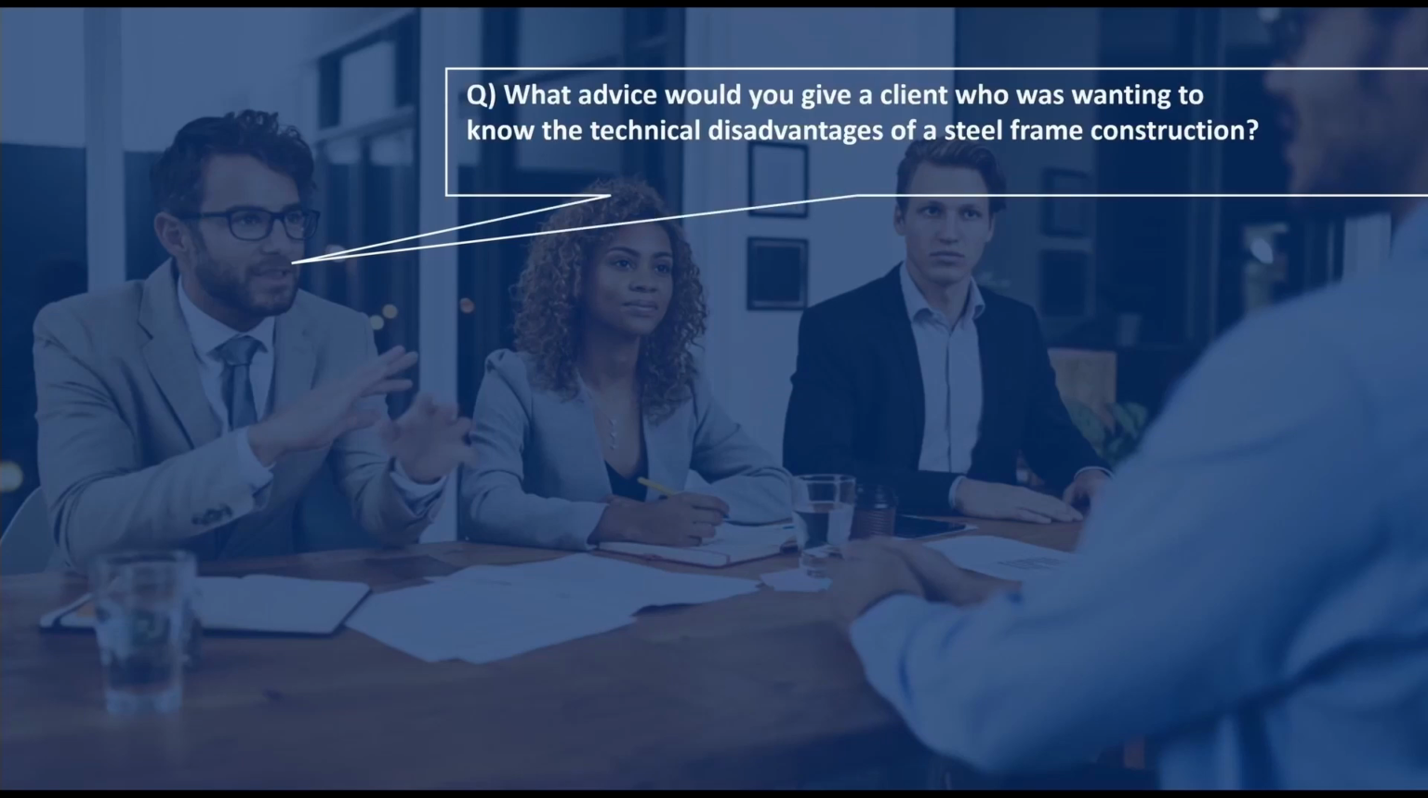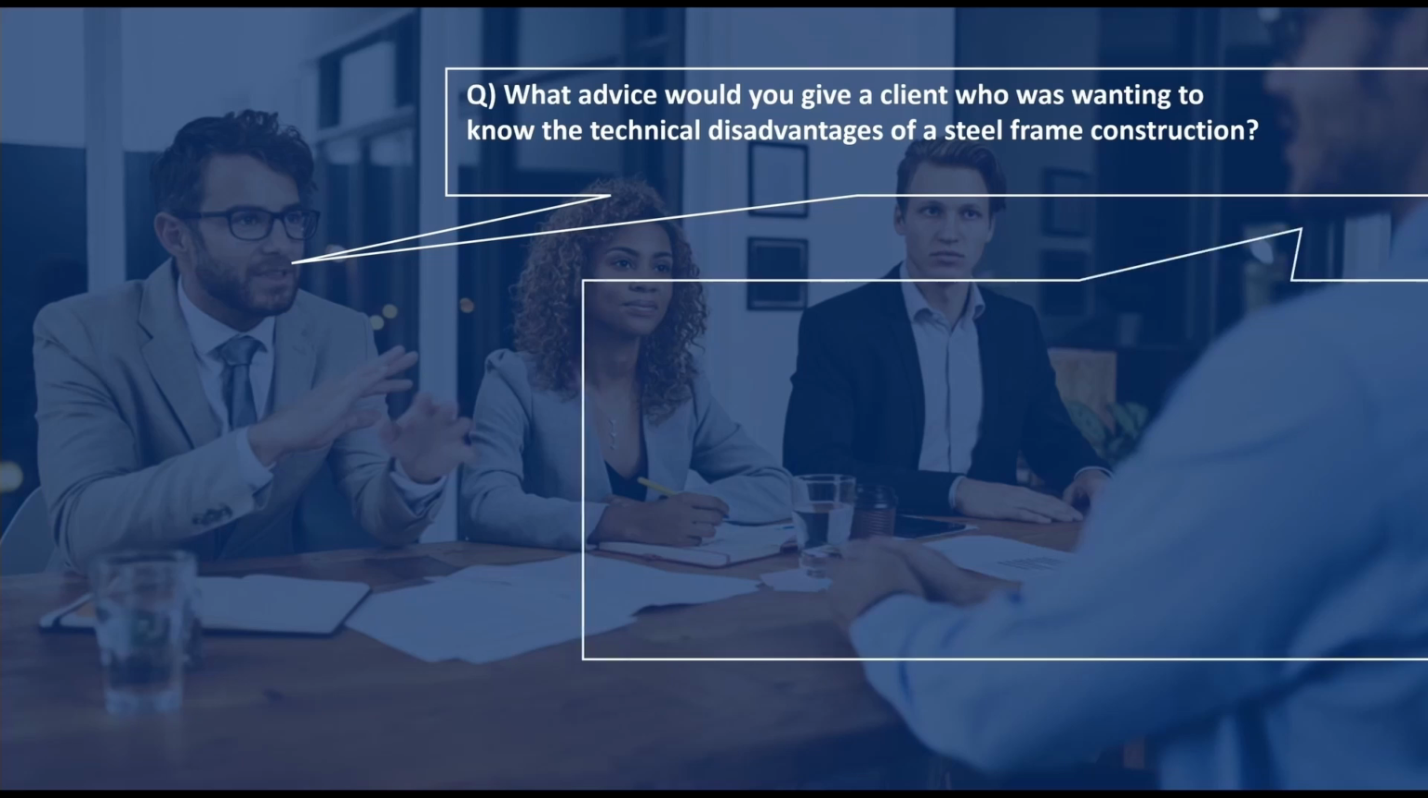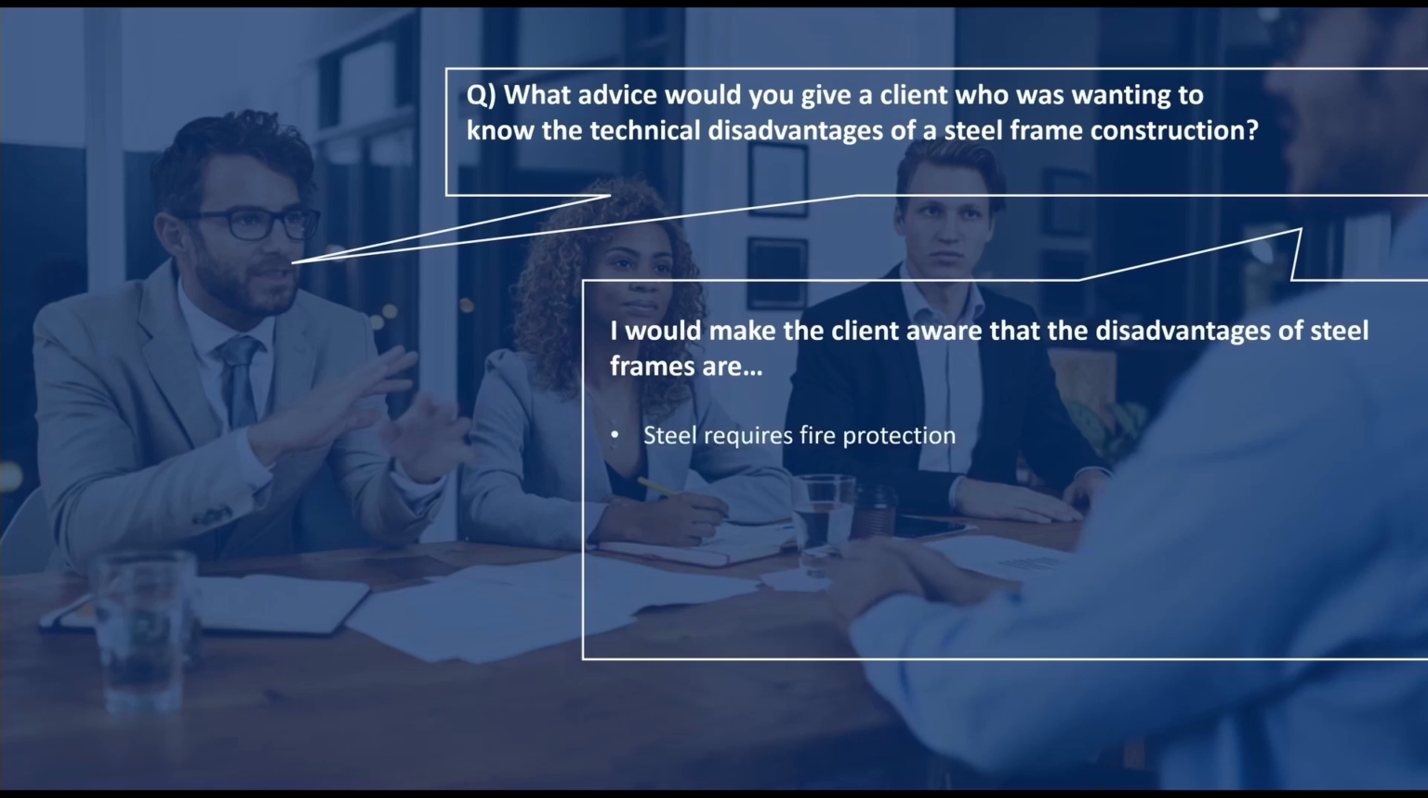We may also receive an additional question asking what advice we would give to a client wanting to know the technical disadvantages of a steel frame construction. And to address this, we could say that we would make the client aware of the disadvantages, such as that steel frames require fire protection, certain parts of the structure over time may need replacing, and the price of steel is often variable and fluctuates, which can create funding risks and cost risk to the scheme.